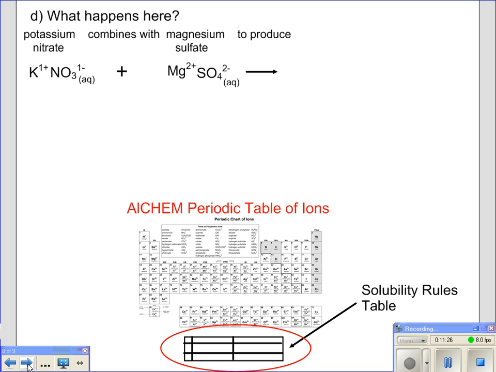Magnesium nitrate combines with potassium sulfate to produce what? Well, from a word equation, this is pretty easy because the positive of this is going to combine with the negative of that, and the positive of this is going to combine with the negative of that. So we get magnesium sulfate and potassium nitrate.